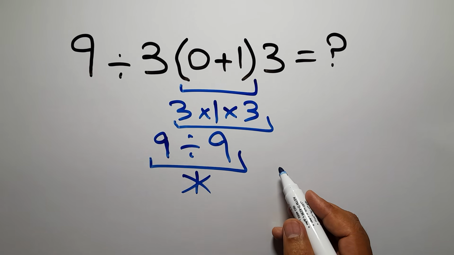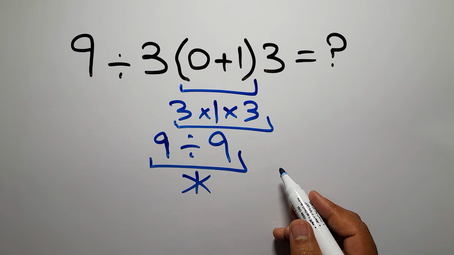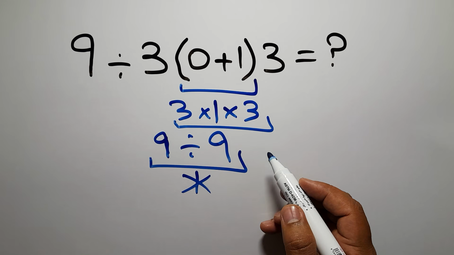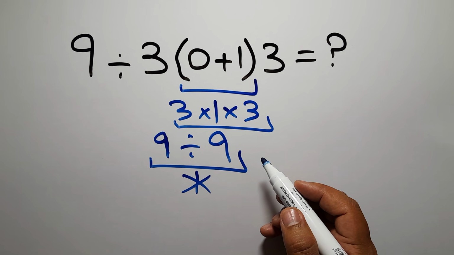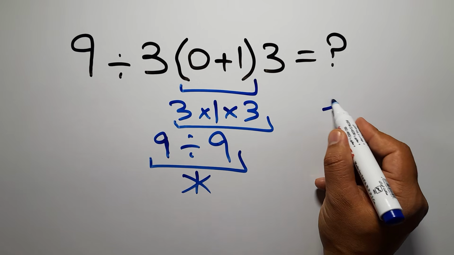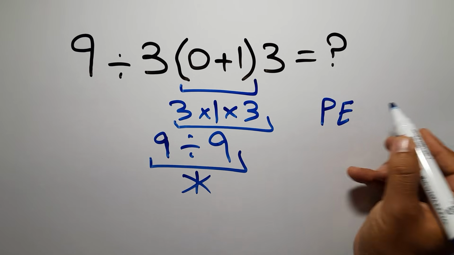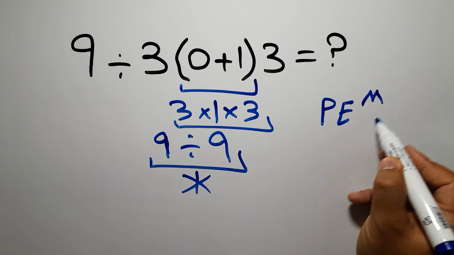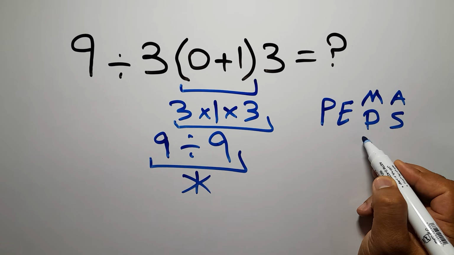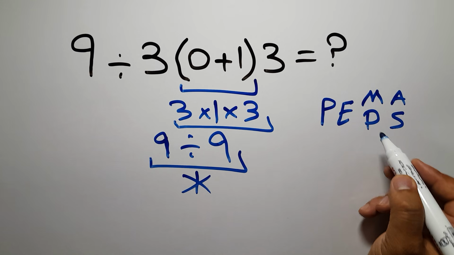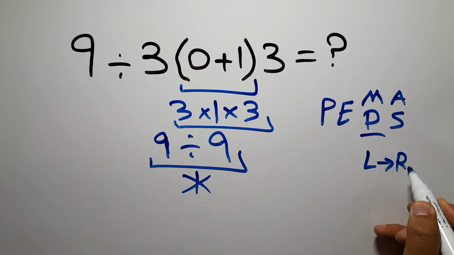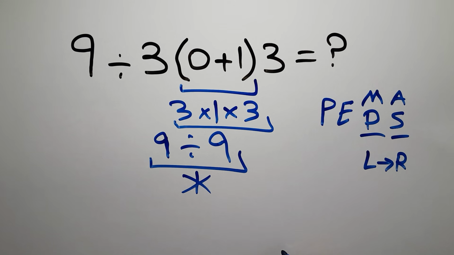Because in mathematics, we can't just go left to right or prioritize the operations however we like. We need to follow the order of operations. According to the order of operations, first we have to do parentheses, then exponents, then multiplication or division, and finally addition or subtraction. Remember that multiplication and division have equal priority and we have to work from left to right. And the same applies to addition and subtraction.